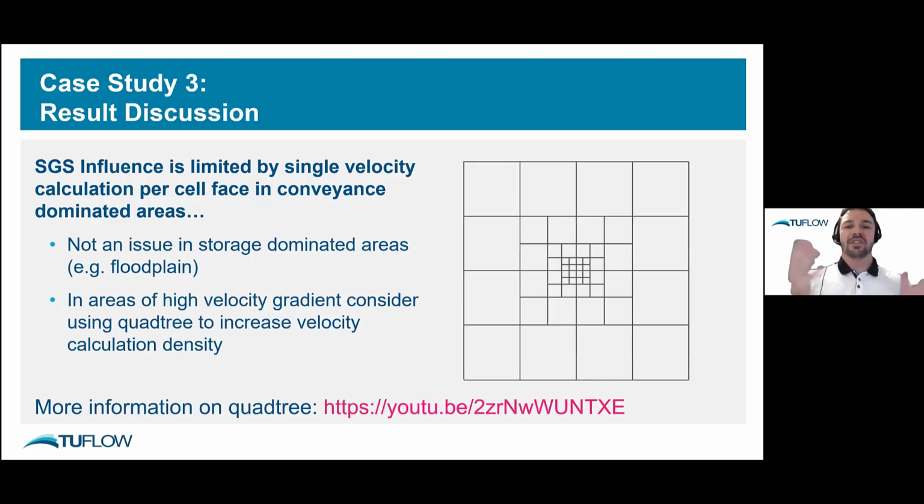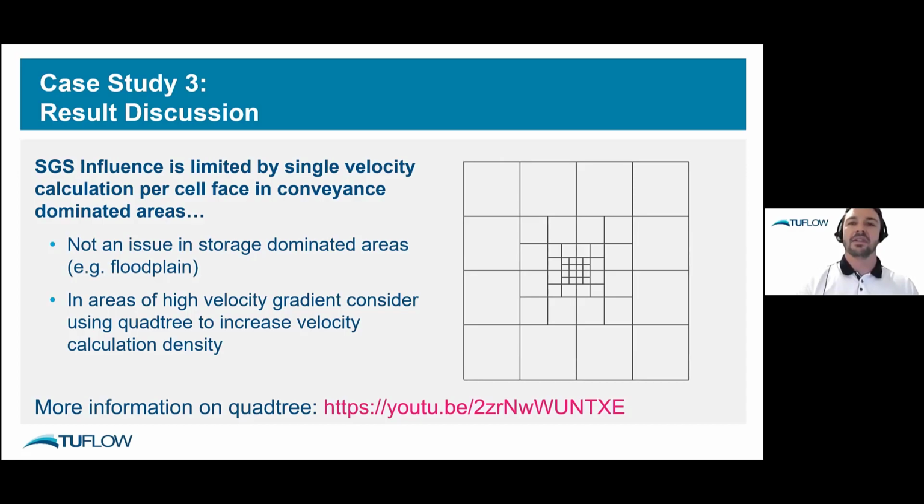With that in mind, what's the solution? Quad tree. And that's what's shown on the right there. It's where you can refine your cell resolution where needed to achieve an accurate result. If you want to know more about quad tree, I won't go into too much detail here. Please go to that YouTube channel. I'll show it on this slide as well as the next one, so you've got time to write it down.